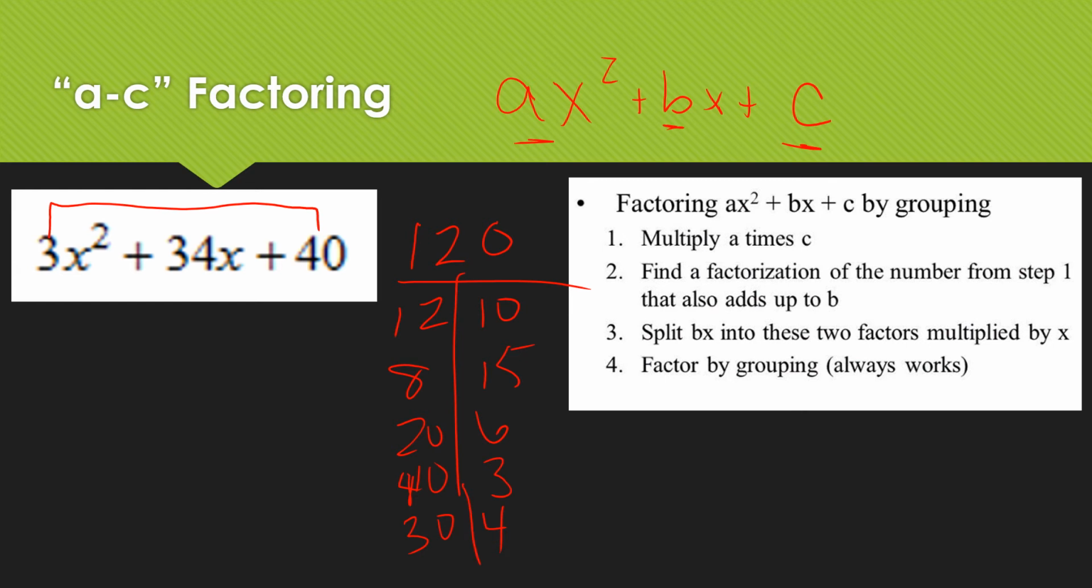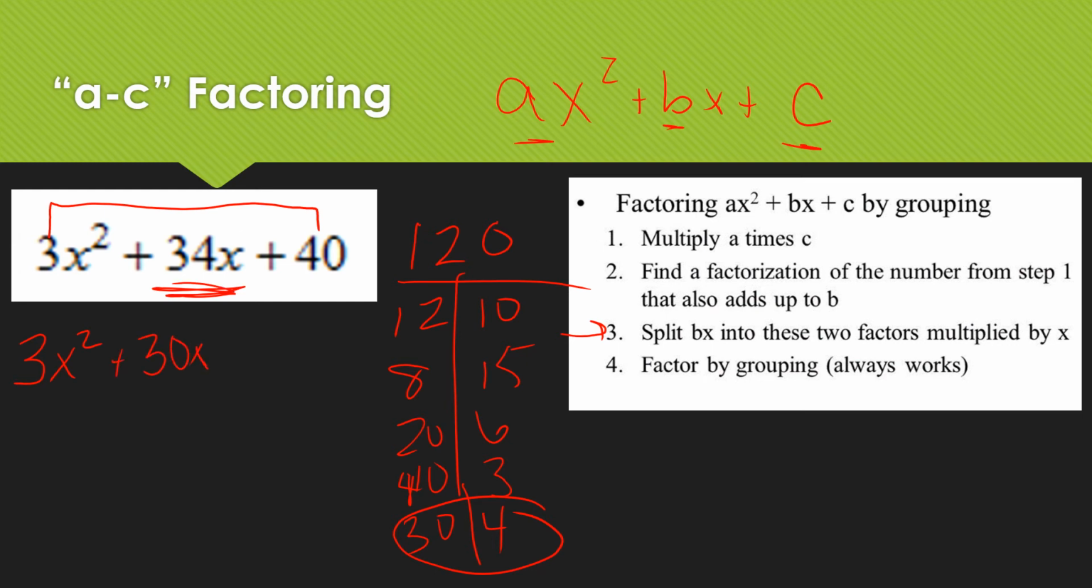Now some of you are like, of course it wasn't. Ms. Ozier, 3 times 4 is 12. I know, but I just kind of wanted to show the process of guess and check. So we use that to do this next step. So we're going to rewrite this as 3x squared, and I break my 34 into the two numbers that I just found.